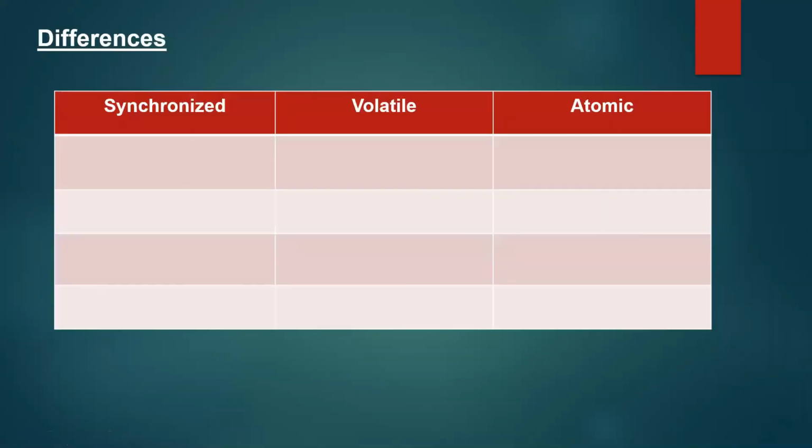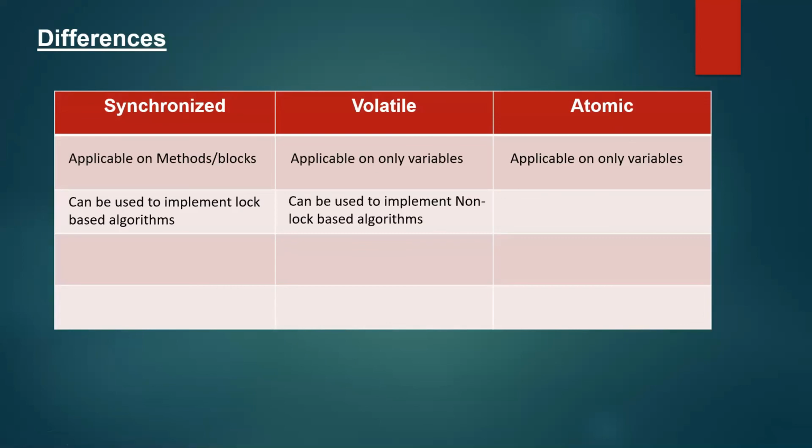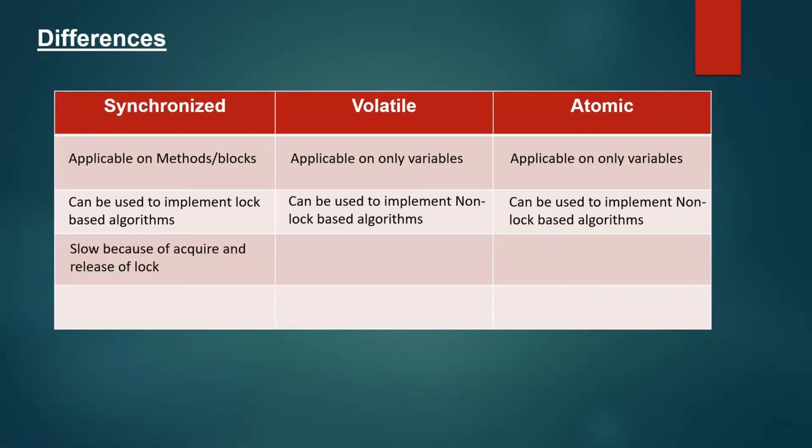and see the differences between them. So synchronized is applicable on methods and blocks. Volatile is applicable on only variables. Atomic is also applicable on only variables. Synchronized can be used to implement lock-based algorithms. Volatile can be used to implement non-lock-based algorithms. Atomic is also, there is no locking mechanism, right? So we can use atomic to implement the non-lock-based algorithms.